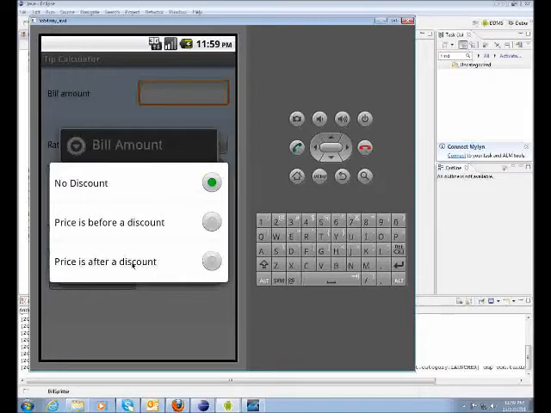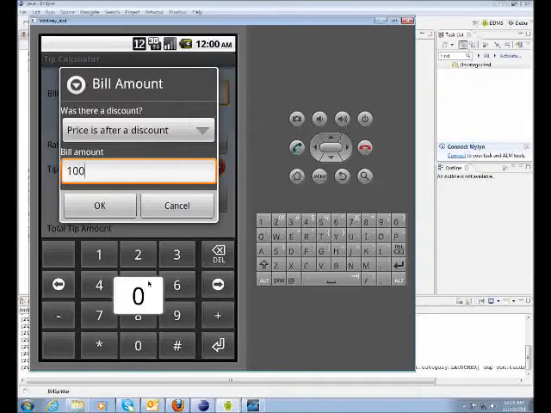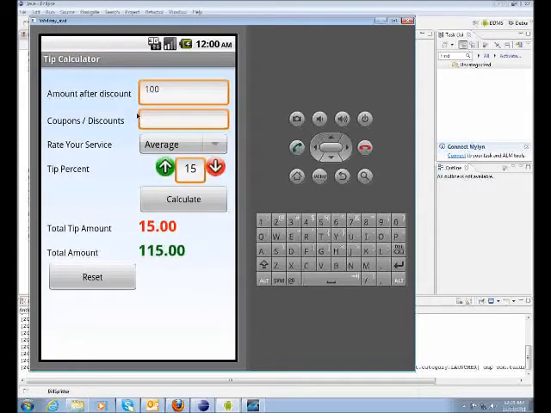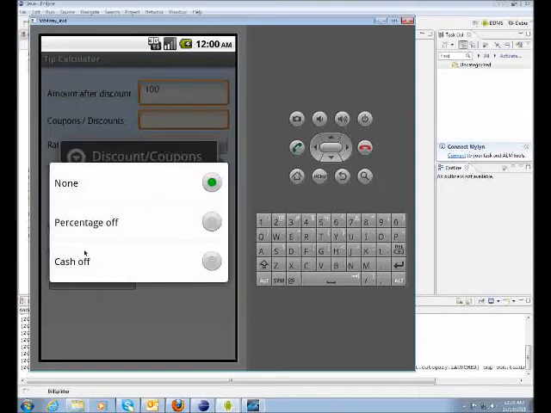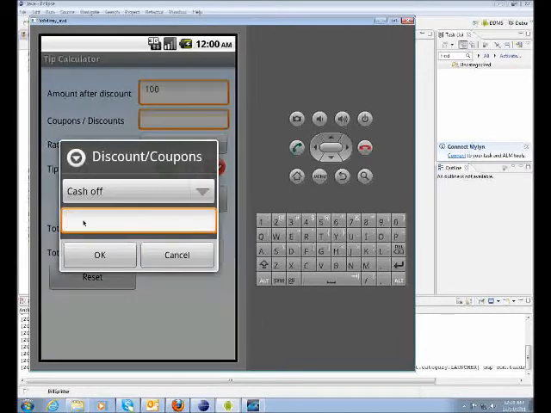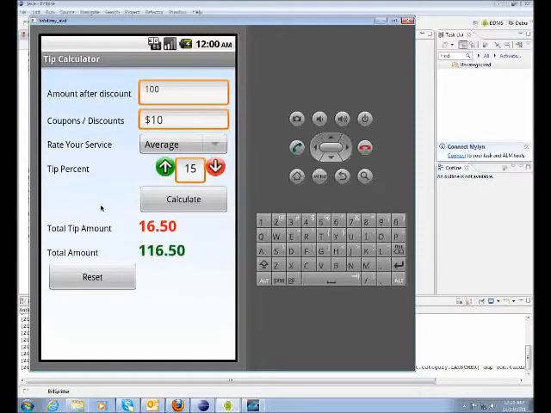So for this example, let's say that our final bill amount was after a discount. So we gave them a gift card for $10, we'll say, and the price that we had after that discount was taken off, we'll say was $100. Now it's going to ask you how much your coupon or discount was for. So we're going to go ahead and say we had cash off. You can also say percentage. But we had a $10 gift card. So we'll enter that in here. And there it calculates your bill.